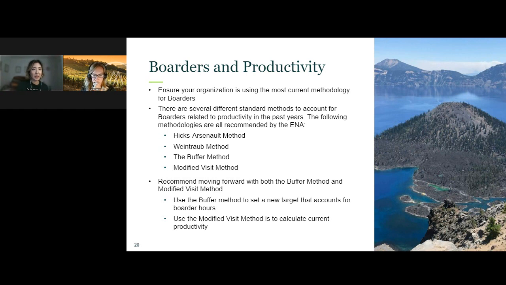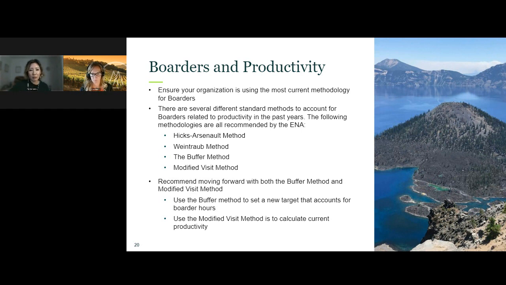And so as you contend with this, one thing is that you are also appropriately accounting for these borders in whatever metrics you're using to keep track of this, whether it's hours and also how it impacts your productivity. So there are several different standard methods to account for borders as it relates to productivity. And the ENA, the Emergency Nurses Alliance, has a couple methodologies that they recommend. And all of this is to make sure that your providers are getting credit for the borders that they are seeing. And there are different ways to do it. We've generally recommended the modified visit method, but they kind of all lead to the same approach.